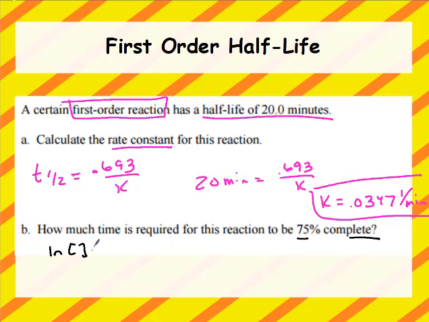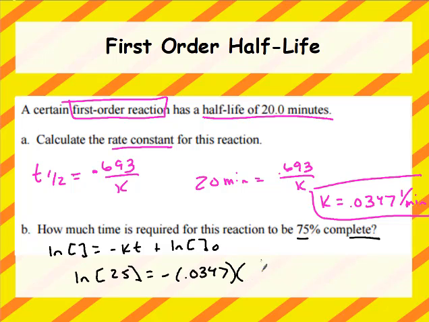So for the integrated rate law, that's my equation. I want 25% left. I know what my K is because I solved for it in the previous problem. My time is what I'm looking for. And if I'm dealing with percent, I'm starting with 100%. So ln 25 minus ln 100 divided by negative 0.0347 gives me 40 minutes.